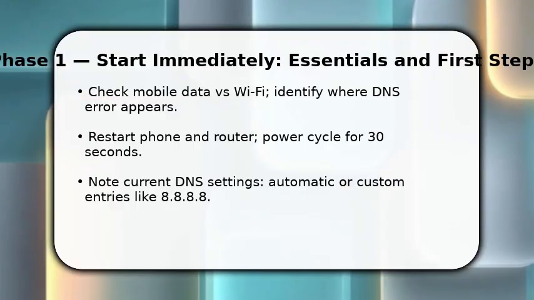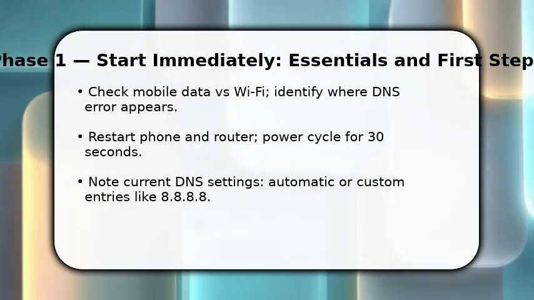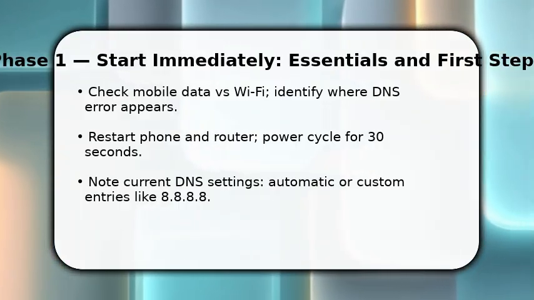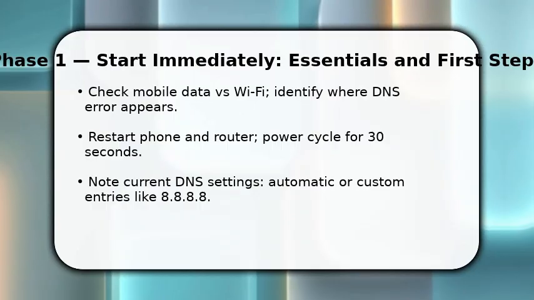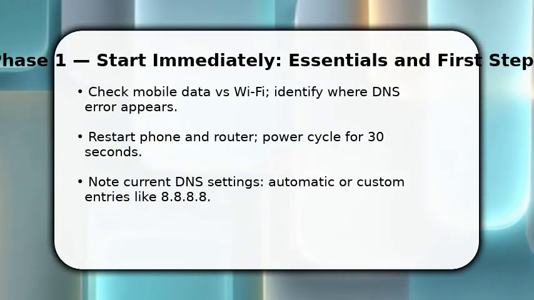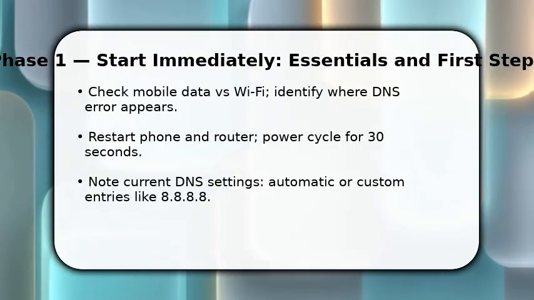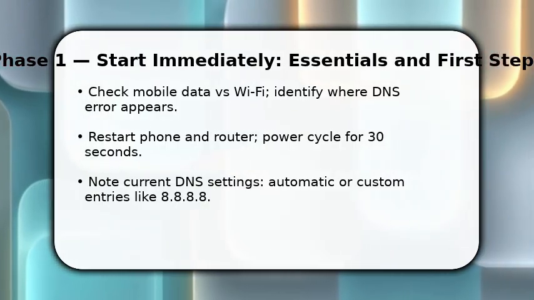Enjoy the video. You will begin by confirming the error source so you fix the right interface. First, switch between Wi-Fi and mobile data to see where lookup fails. This isolates router versus carrier DNS. Once done, restart both devices. A quick power cycle often clears stale DNS caches.